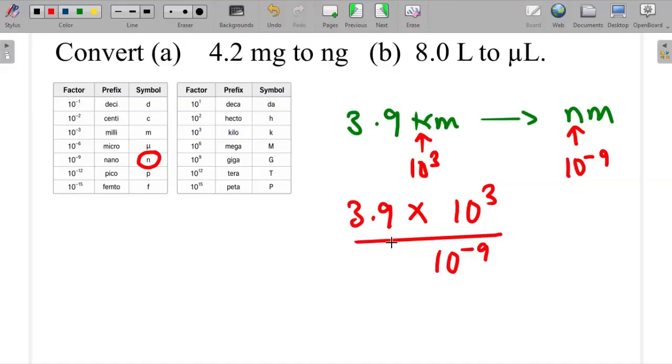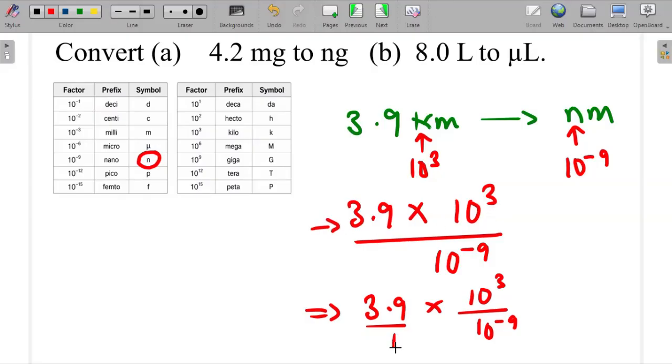If you want, you can also find it using the laws of indices. This is the same as 3.9 multiplied by 10 to the power 3 over 10 to the power minus 9. Here you can even put this over 1. It's the same thing, I'm just separating it. 3.9 multiplied by 10 to the power 3 gives me the top, and 1 multiplied by this still gives me this, so you can separate it like that.